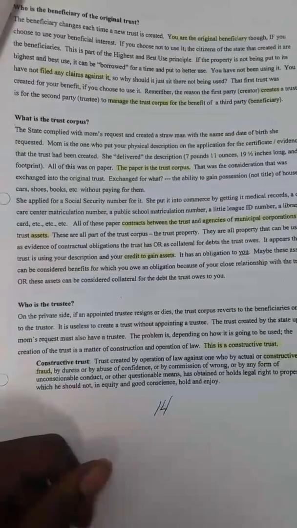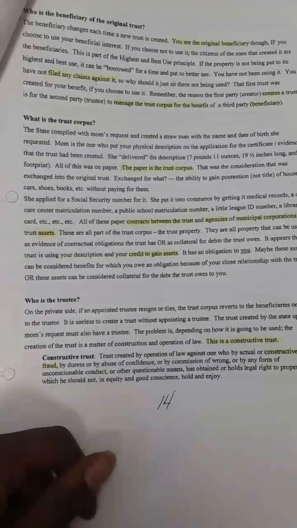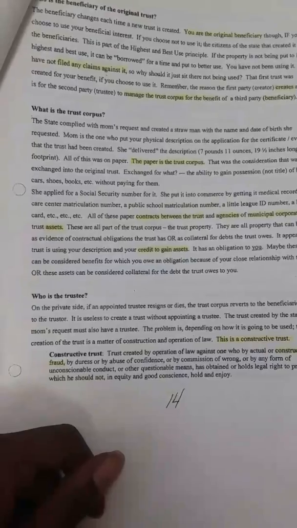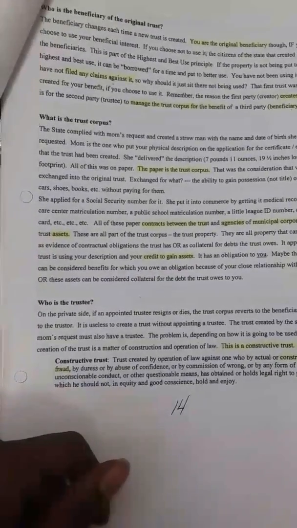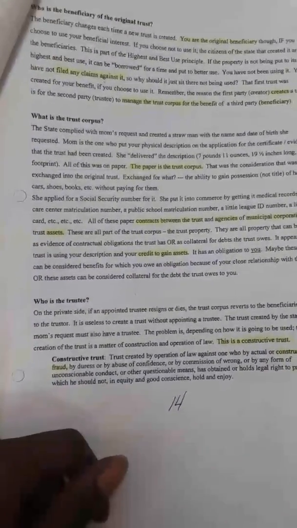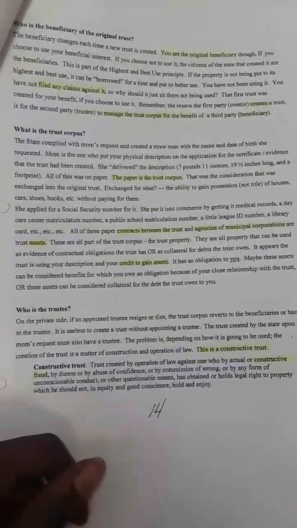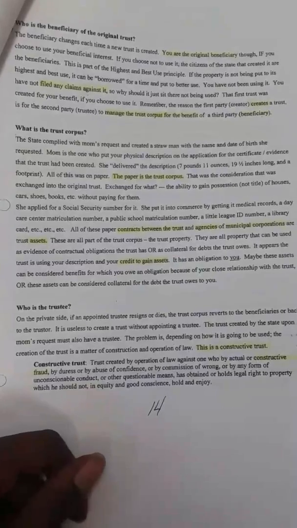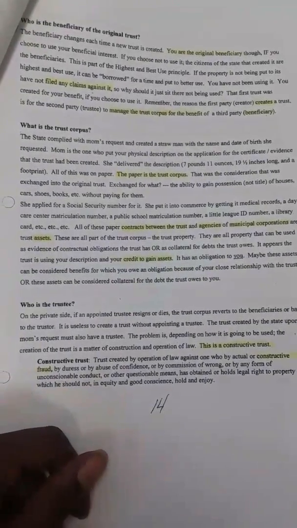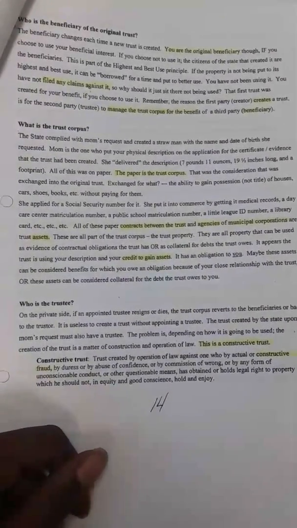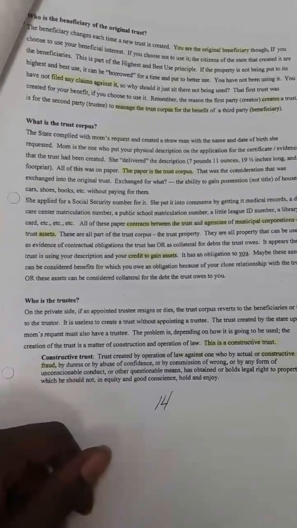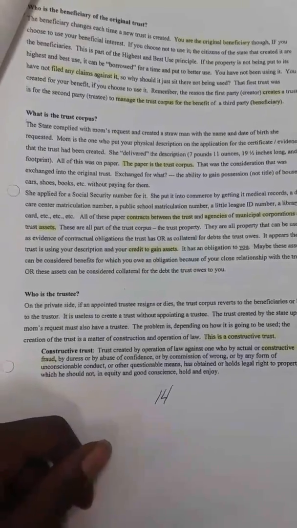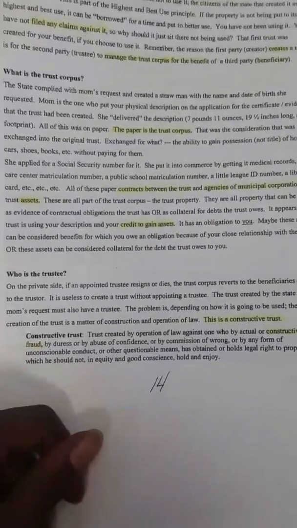The problem is, depending on how it is going to be used. The creation of the trust is a matter of construction and operations of law. This is a constructive trust. So that's what kind of trust you are put under, ladies and gentlemen. Your Social Security and all of that stuff like that is in your birth certificate. That is what you call a constructive trust. Because it's constructive for you to be a certain way. You're not supposed to rise up. Right? So I'm going to show you.